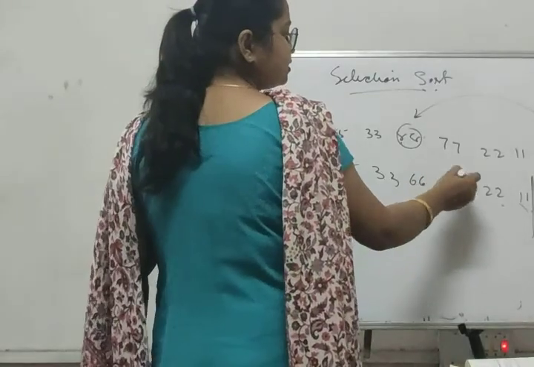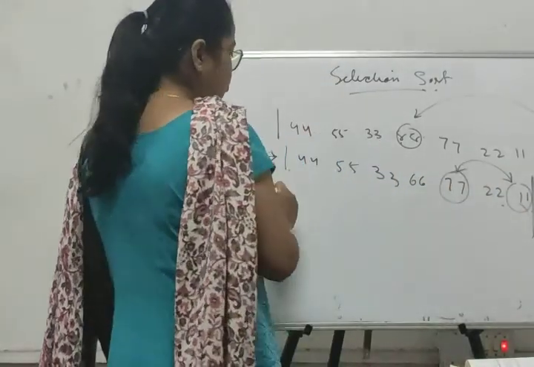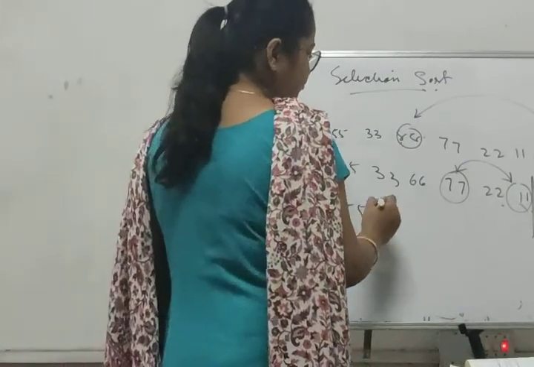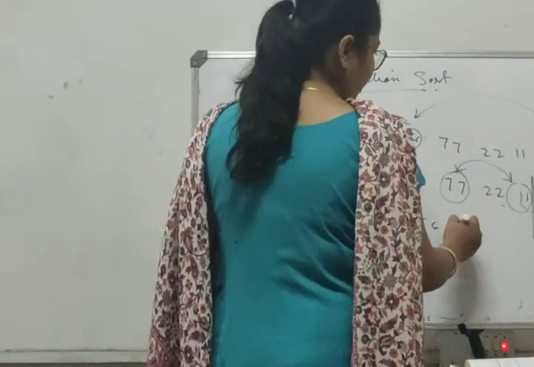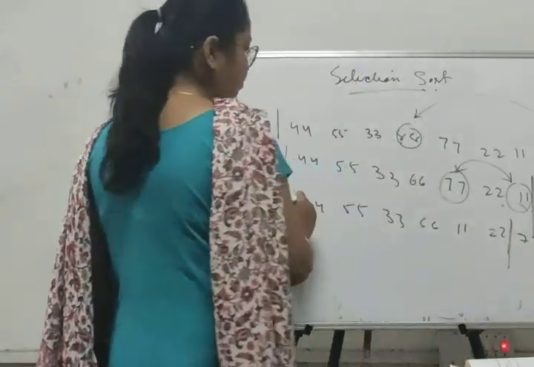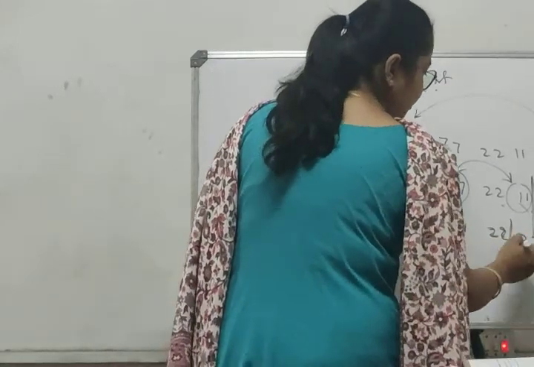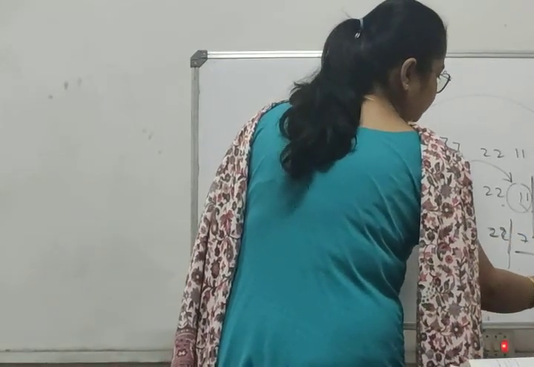Okay. So here the highest is 77. So 77 and 11 are replaced. So what is the answer now? 11, 22, 77. Now up to this again the process follows. Up to this again it finds the largest, so these are sorted basically. Up to this it is sorted.